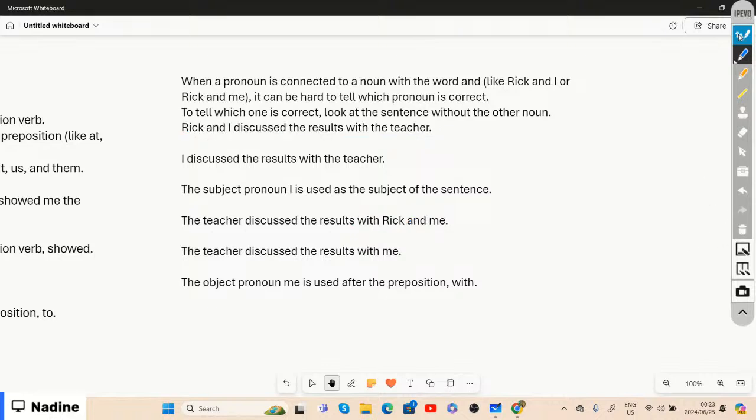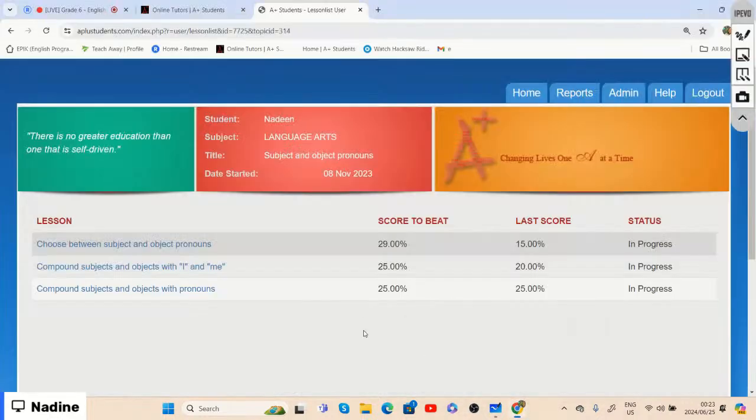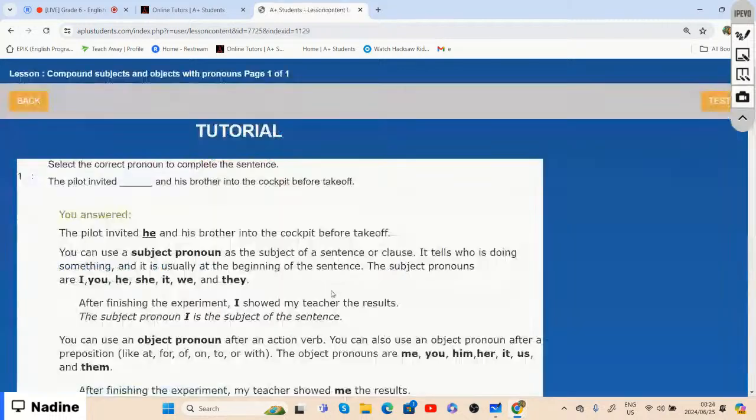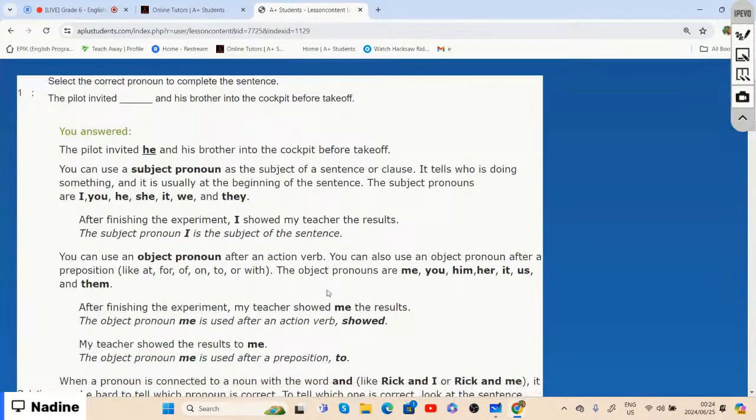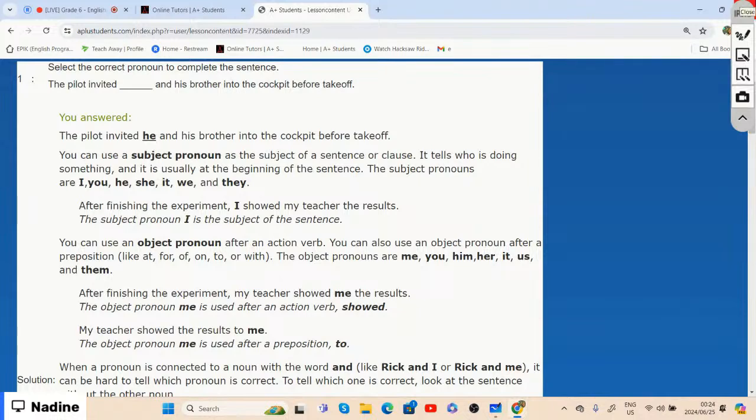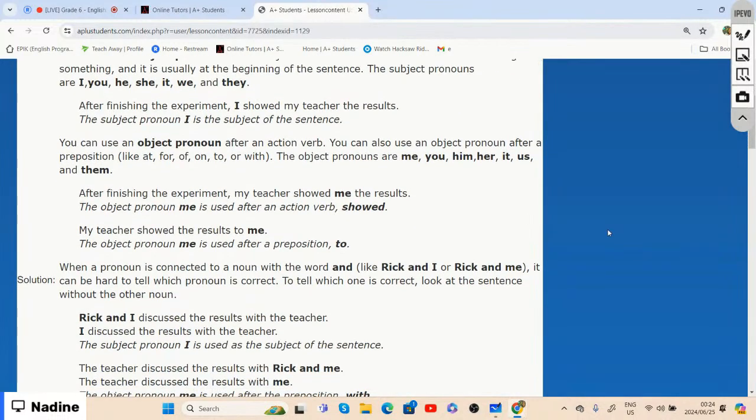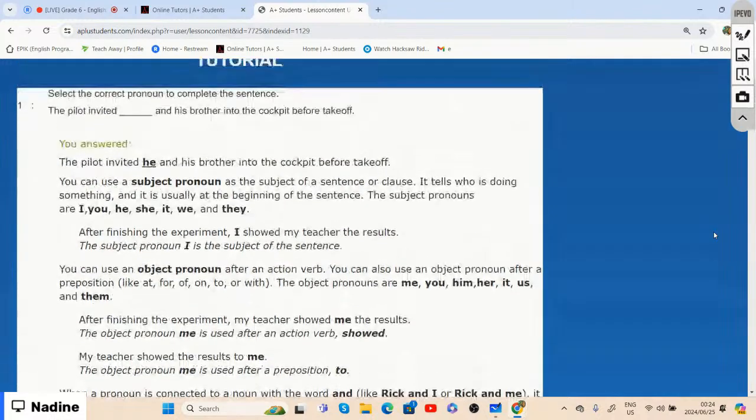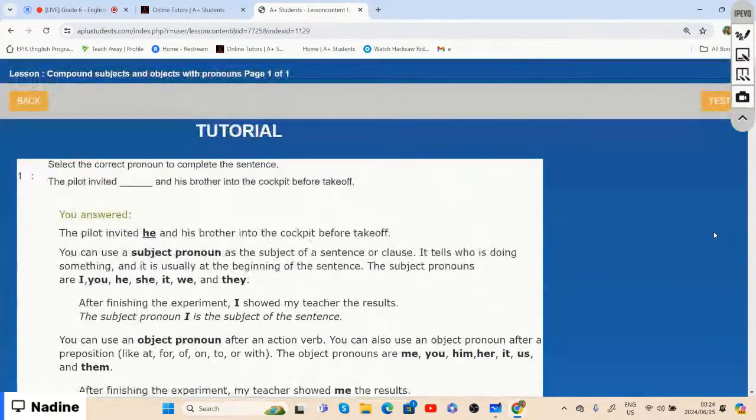All right, so now let's go to A plus students.ca where we are going to go over compound subjects and objects with pronouns. We spoke about our subject pronouns as well as object pronouns. I don't think that we have to go over that again. So what we'll do is we'll just go straight to our activity and then we will go to our test.